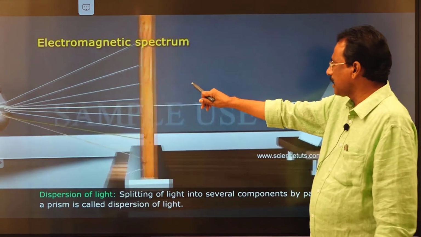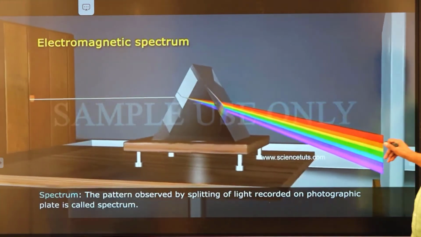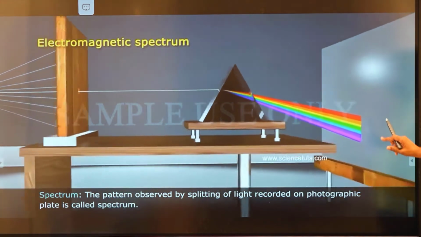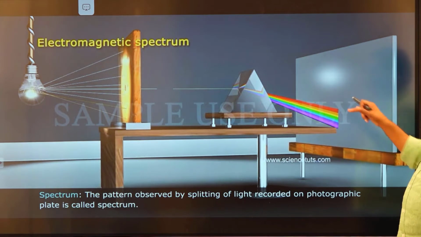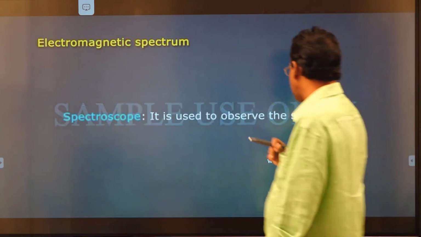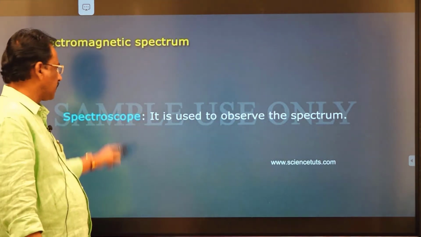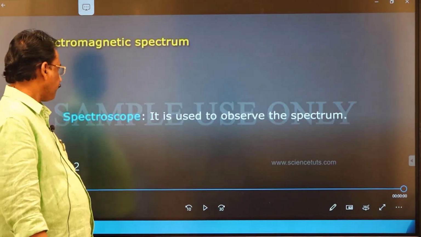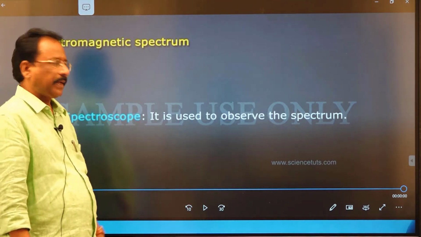When white light is allowed to pass through a prism, that white light is dispersed into 7 different colors, VIBGYOR, violet to red. This is also one of the examples of the electromagnetic spectrum. That whole setup is known as a spectroscope. The spectroscope is used to observe the spectrum.